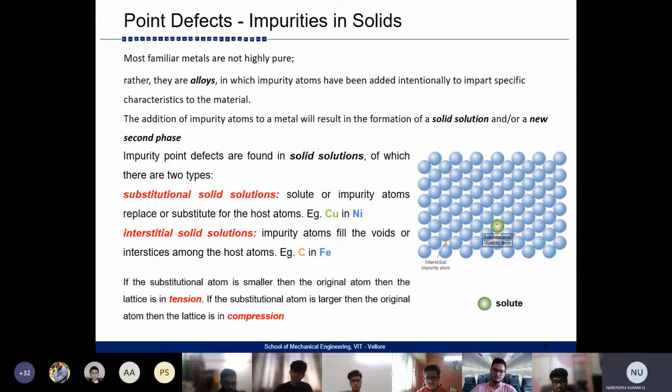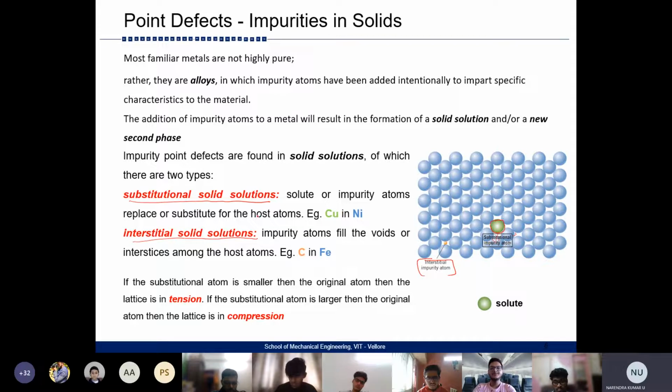If the atom is replacing the original atom in the lattice point, then it is called a substitutional solid solution. And if an atom is not going to replace the lattice point, but is going to sit in the interstitial site, then it is called an interstitial solid solution. So that is the difference between substitutional and interstitial.